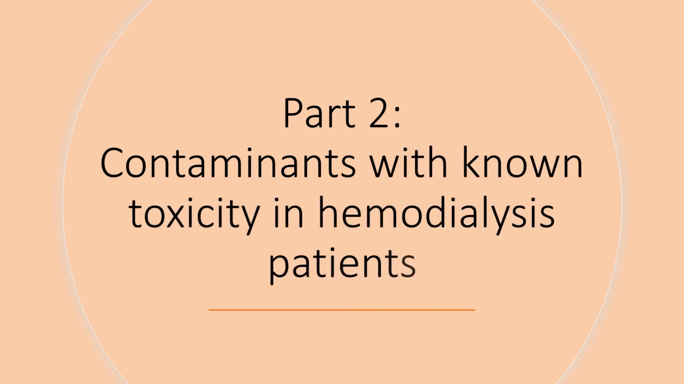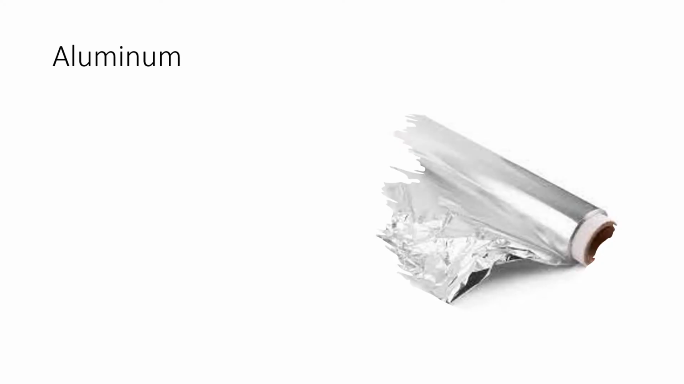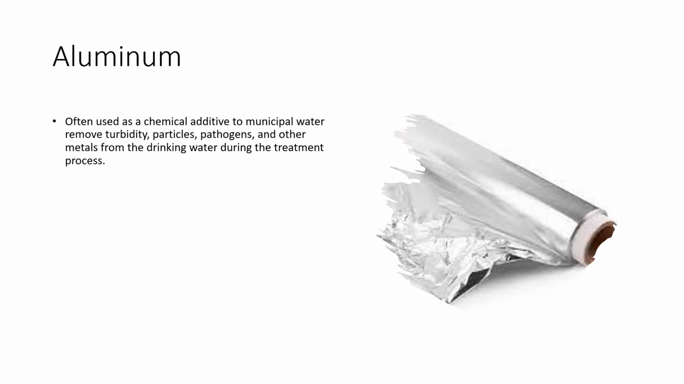Okay, now let's discuss contaminants with known toxicity in hemodialysis patients. Let's first talk about aluminum. Aluminum is often used as a chemical additive to the municipal water supply to remove turbidity, particles, pathogens, and other metals from the drinking water during the treatment process.